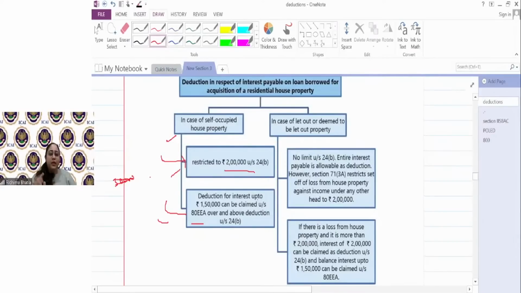Where do you want to claim it, but again and again my suggestion is better to claim it under 24B, because obviously at any given day 24B would be better: you can claim it, you can set it off, you can carry it forward, what better than that. ठीक है. अगर let out property है, let out property पे there is no limit of interest deduction, but you have to remember that set off, that is inter-head adjustment, was allowed only up to the maximum of 2 lakh amount. Remaining interest used to go carry forward. ठीक है, so that you have to remember.